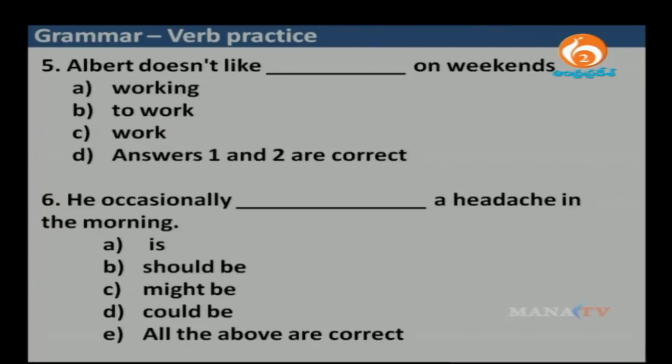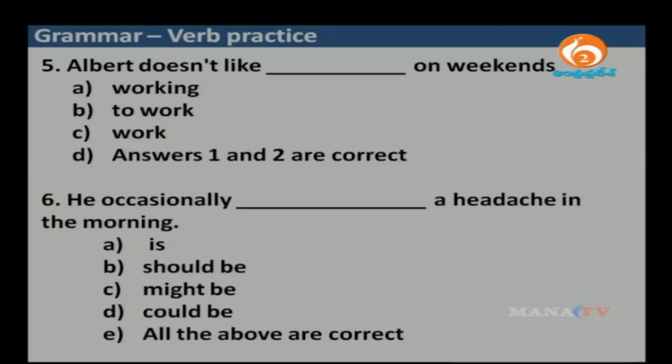Number 5. Albert doesn't like dash on weekends. Albert doesn't like working on weekends. Albert doesn't like to work on weekends. Albert doesn't like work on weekends. And option D, answer 1 and 2 are correct. So you can either say Albert doesn't like working on weekends. Albert doesn't like to work on weekends. So option D is the correct answer.